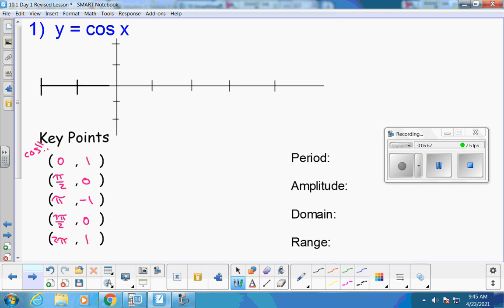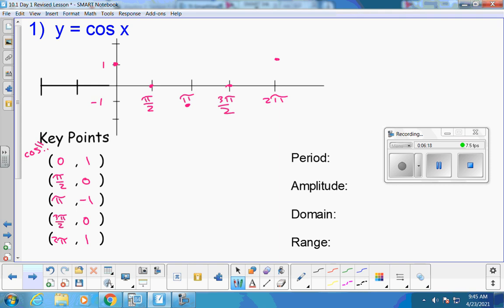All right, so let's graph it. We're going to start at 0, 1 this time, so that would be here. By the time we get to pi over 2, we are at 0. By the time we are at pi, we're at -1, which is down here. 3 pi over 2, we are back to 0. And then 2 pi, we're at 1.